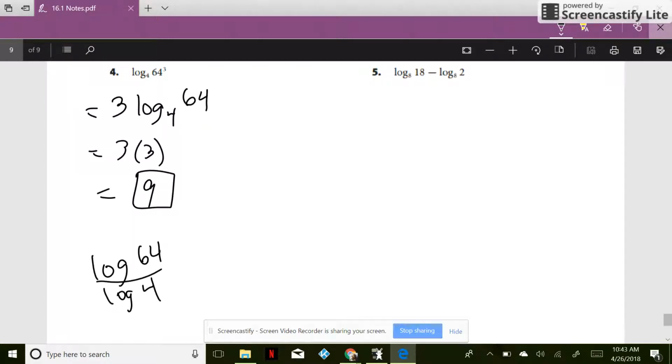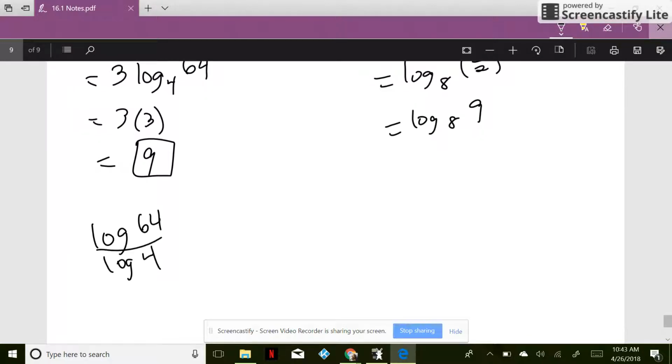So number 5 here, we've got the same base. We're subtracting our logs, so we want to rewrite it as a division. So it's 18 divided by 2. So we have log base 8 of 9. So this one isn't an easy one to circle the wagon with. 8 to what power is 9? I don't know. So this is where we do want to use the change of base rule. So we're going to take log of 9 divided by log of 8.